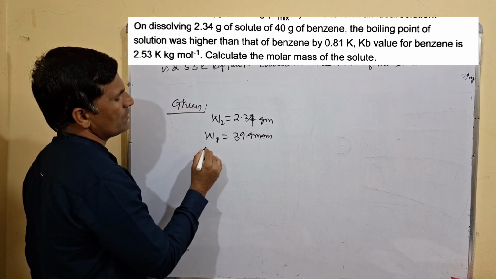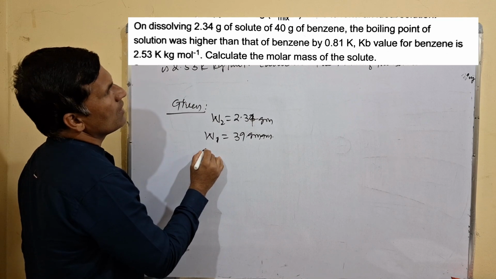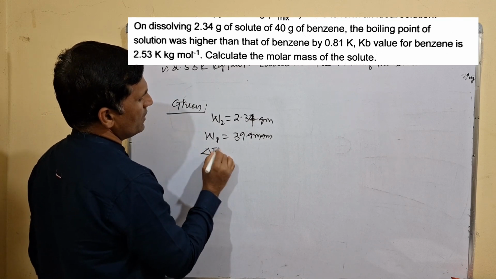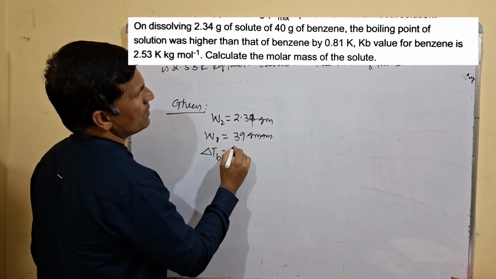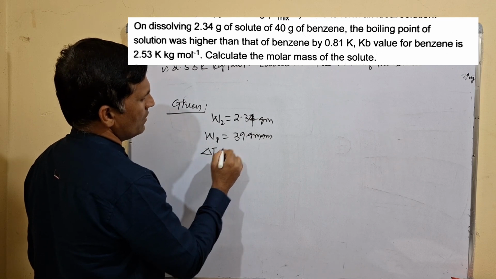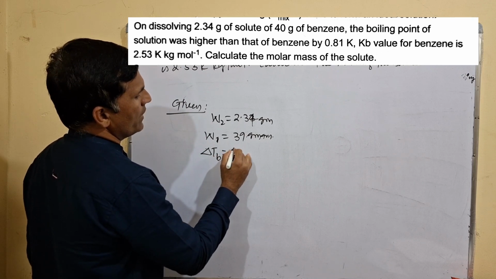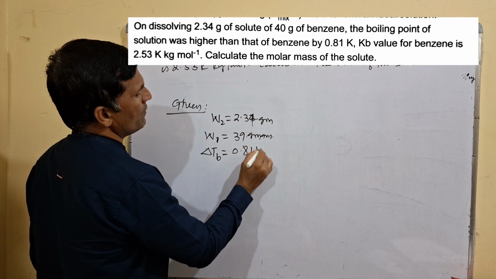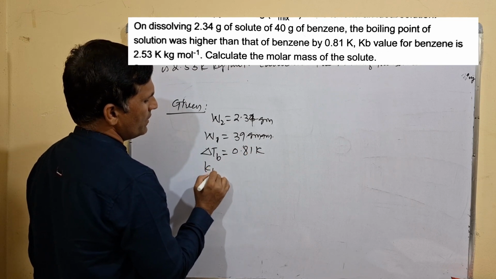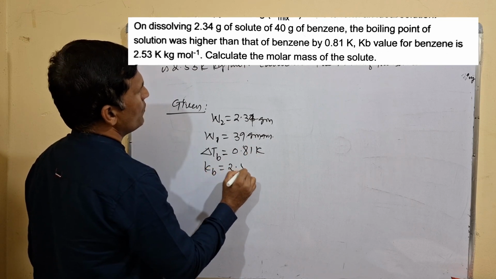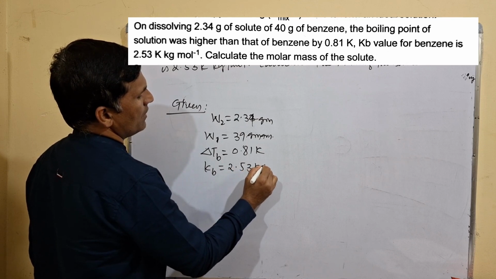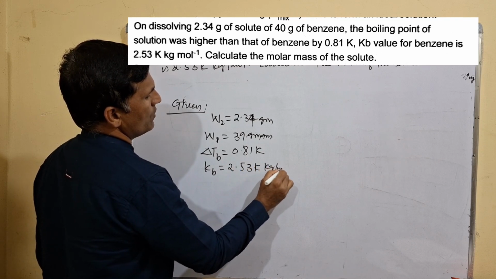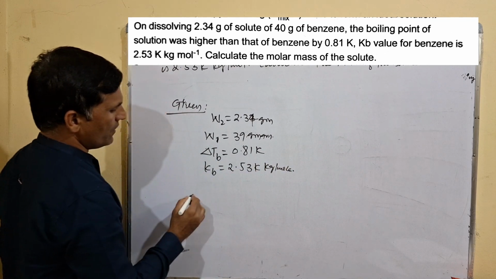Right, then next is delta TB, the difference in boiling temperature, is equal to 0.81 Kelvin, and then Kb is equal to 2.53 Kelvin kg per mole. Okay, let us write the formula.